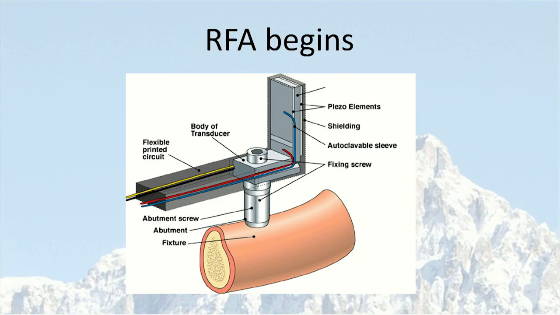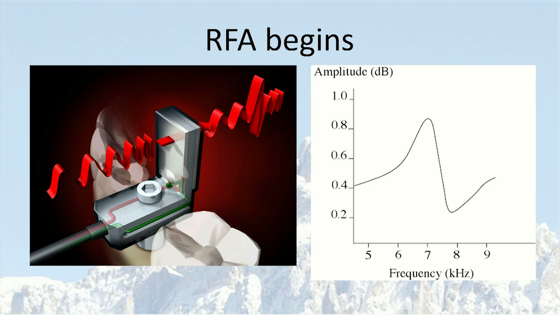And then we introduce a sinus wave of increasing frequencies. At a certain point, the amplitude of the vibration will be at its maximum, and that is called the resonance frequency. We see an example of such a curve, an amplitude frequency curve, here. So that is the resonance frequency. At this time, we were thus measuring implant stability in hertz or kilohertz. And as you know, today we're using another unit, the ISQ unit, so we're coming back to that. But this was the reality at this time.